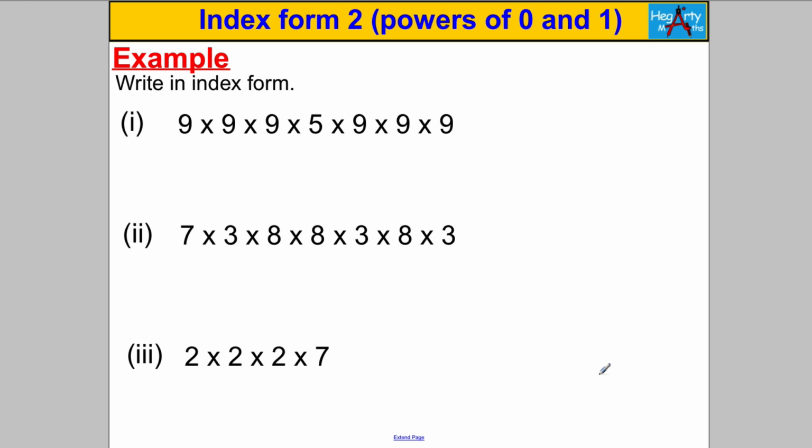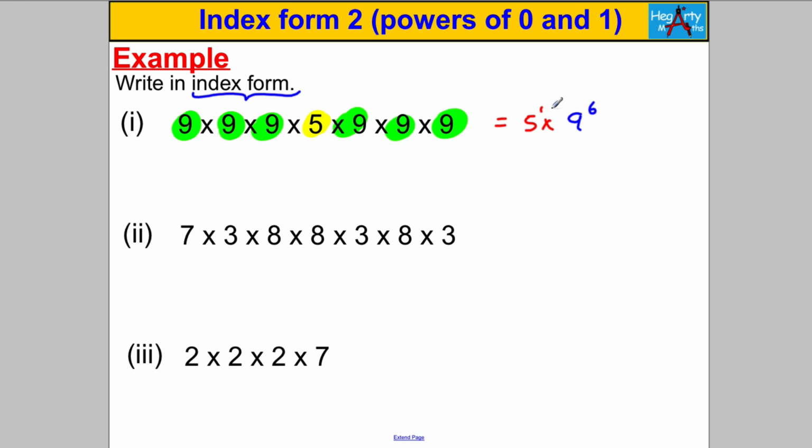Okay, I'd like you to pause and try and write the following in index form. Well, we've got a 5 multiplied, and we've also got a 9 multiplied 1 times, 2 times, 3 times, 4 times, 5 times, 6 times. Now, we could write this as 5 multiplied by 9 to the power of 6, but we were explicitly asked to write that in index form, so we should write the 5 as 5 to the power of 1. That's right. So just be careful there.